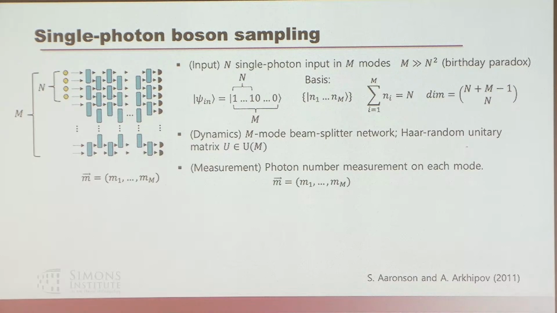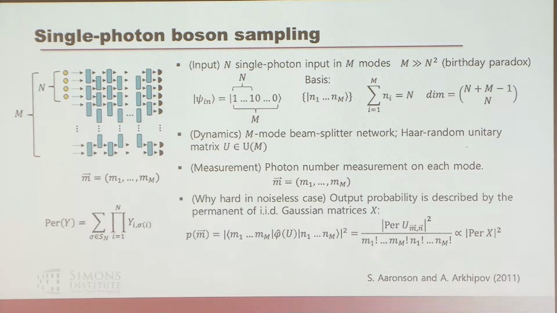And then after the dynamics, we measure the output state in the photon number basis. So we are going to get m non-negative integers whose sum is again equal to large n, because the number of photons is conserved in the circuit.